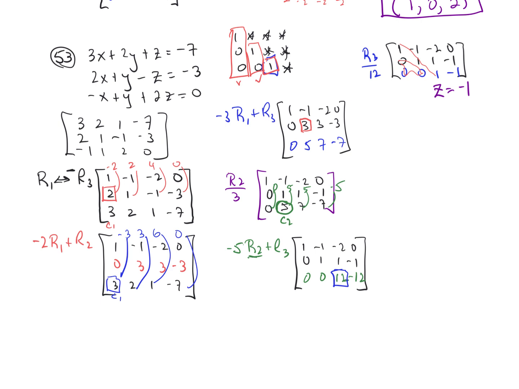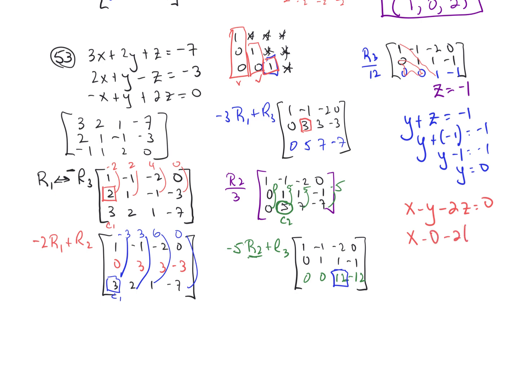Now, row 2 says y plus z equals negative 1. So I can use that value that I already solved for. I have y minus 1 equals negative 1, so y equals 0. Didn't we just have a y equals 0 a little while ago? Huh. All right, and then the first row, x minus y minus 2z equals 0. So x minus 0 minus 2 times negative 1 equals 0. x plus 2 equals 0, so x equals negative 2. So I think my final solution is negative 2, 0, negative 1.